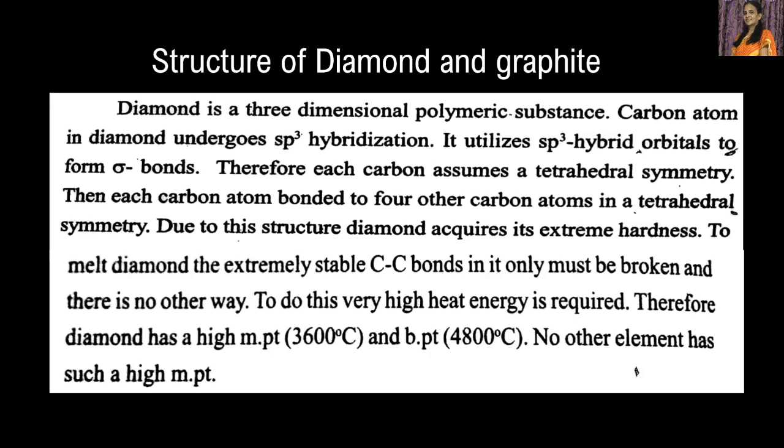This is the melting point, 3600 degrees centigrade. This is the boiling point. So very high heat energy is required to break all the C-C bonds. Therefore, diamond has high melting and boiling points. See, no other element has such a high melting point.